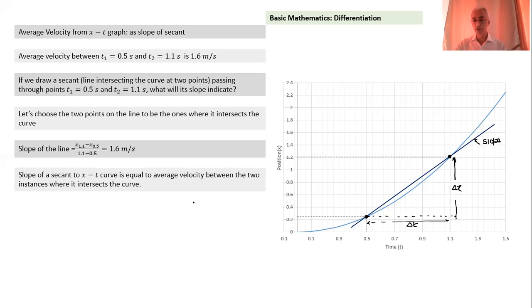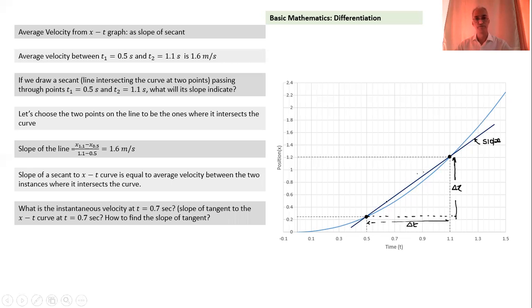Average velocity is always between 2 instances. Which 2 instances? Where the secant intersects the curve at 2 points. So that's another way to interpret the secant here. The secant cuts at 2 points, and the slope of the secant for the x-t curve gives you average velocity, right?